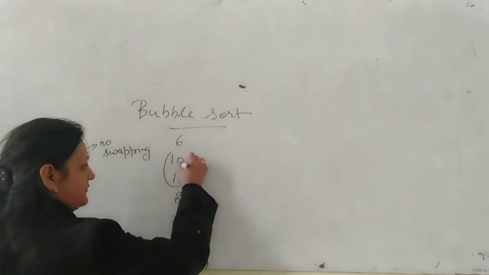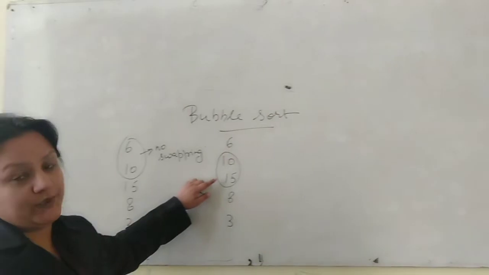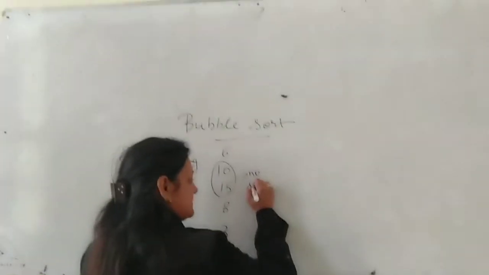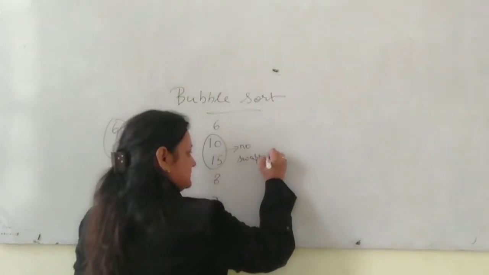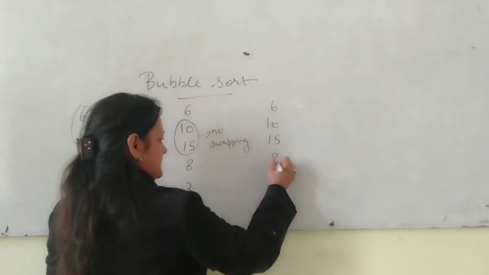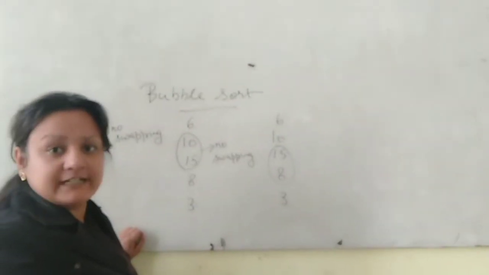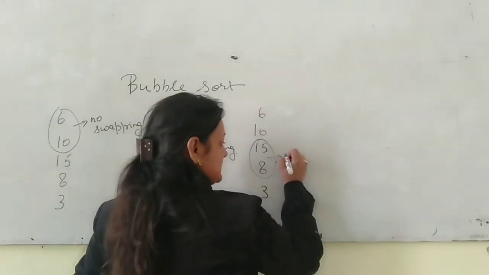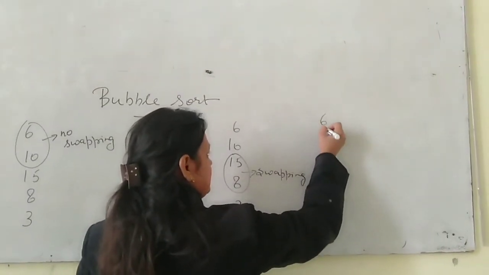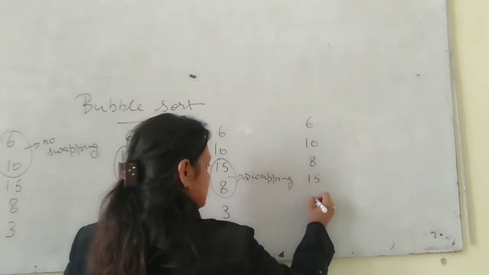Then the comparison of 10 and 15 takes place. Is 10 greater than 15? No, it is not greater. So again, no swapping will take place. Then again the data is 10, 15, 8 and 3. Is 15 greater than 8? Yes, it is greater, so swapping will take place here. So the data would be 6, 10, 8 and then 15 and then 3.